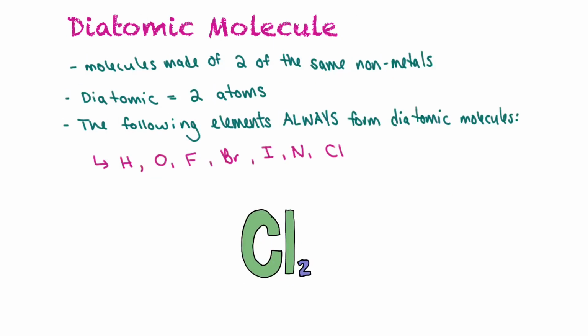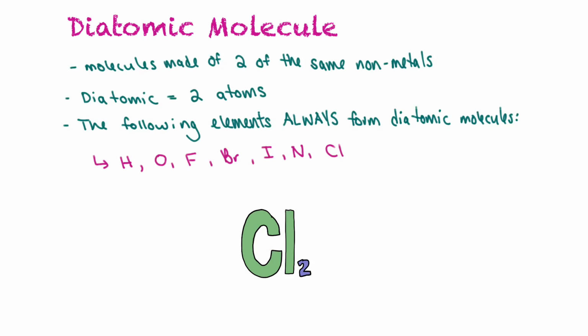Now there are a group of special molecules that are covalently bonded, and those are called diatomic molecules. So those are molecules that are made of 2 of the same nonmetals. So diatomic actually translates to be 2 atoms. And the following elements always form diatomic molecules. They cannot exist all by themselves. They always need to pair up with someone. So if they have nothing else to pair up with, they pair up with themselves. So hydrogen is one, oxygen, fluorine, bromine, iodine, nitrogen, and chlorine are all diatomic molecules.